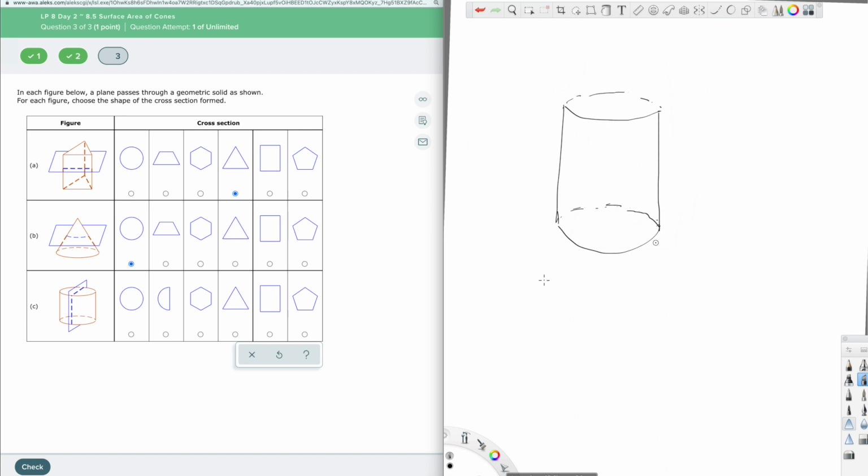And if I cut straight through like this, through the top, I'm going to focus on that shape that it would make cutting through the top, like this. So I'm literally going to cut it in half, and I'd end up with 2 halves of a cylinder, and the shape that it would make would be a rectangle.